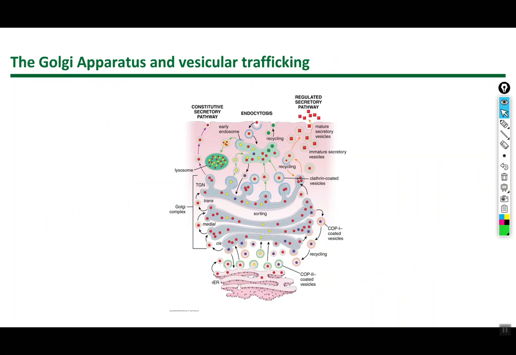Okay, so this is just an overview of the Golgi apparatus and vesicular trafficking. Note that there is anterograde and retrograde transport, so both towards the cell's edge or boundary and away from it. And these are going to become endosomes or become part of an exocytosis body, respectively. But this basically just shows you the relationship between the RER and the Golgi apparatus.